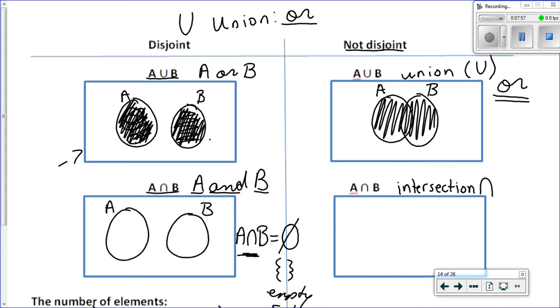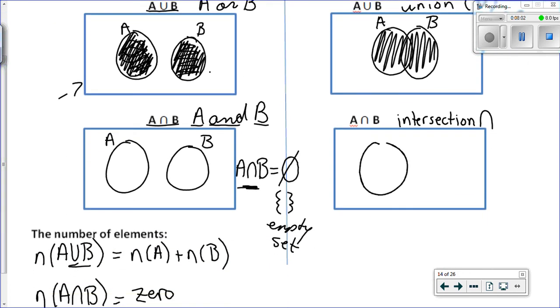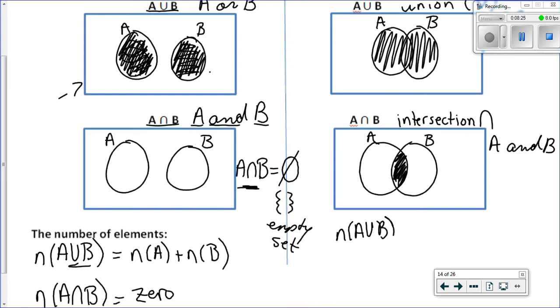And now the intersection in the second box here, again, we're going to show A and B. Elements that are in A and also in B would be right here. That's the intersection, that overlap. And so the number of elements in A in union with B is equal to the number of elements in A plus the number of elements in B.